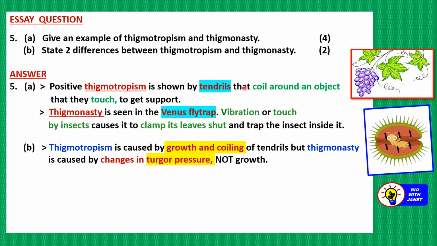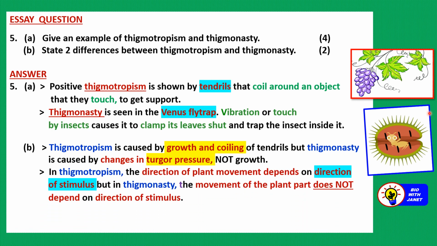How about 2 differences between thigmotropism and thigmonasty? So the first difference is that thigmotropism is caused by growth and coiling of tendrils around the object that is touched, right? Growth and coiling of tendrils around the object that is touched. But in thigmonasty, the response is caused by changes in turgor pressure, not growth. All right? For example, in the shutting of the leaves of the Venus flytrap.